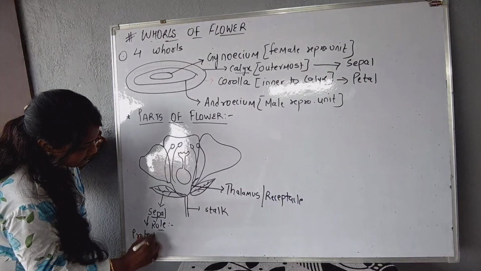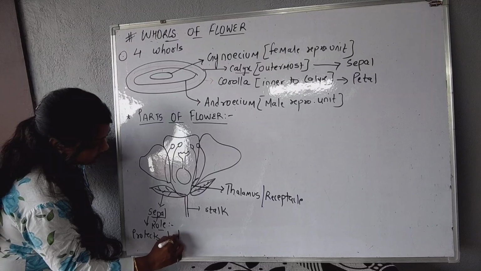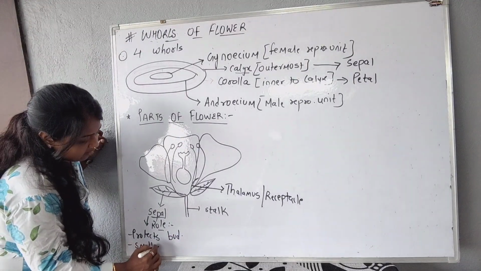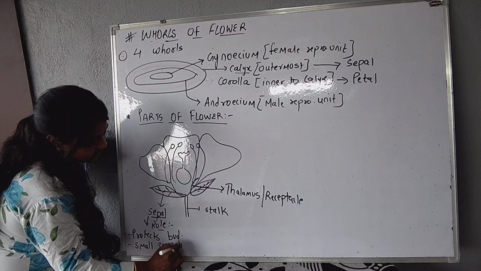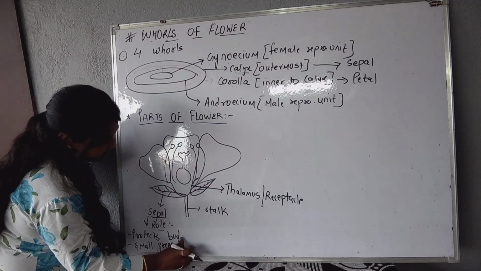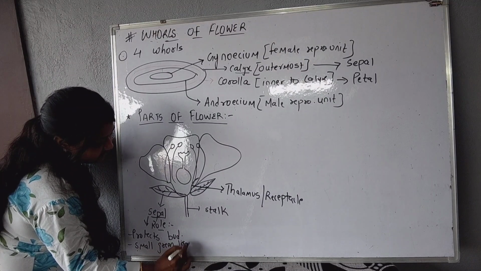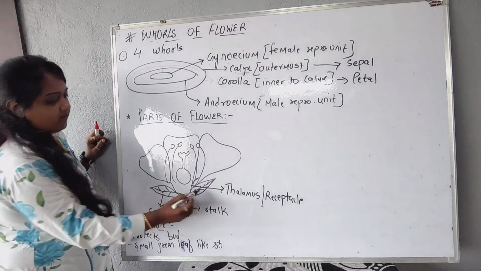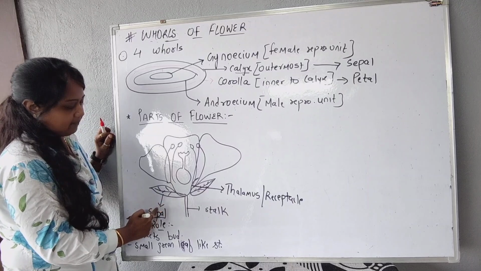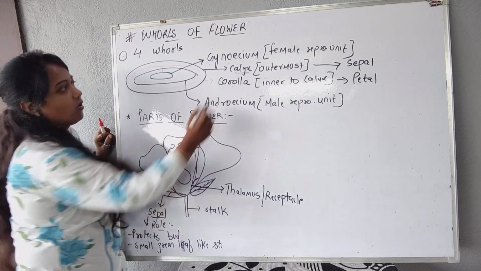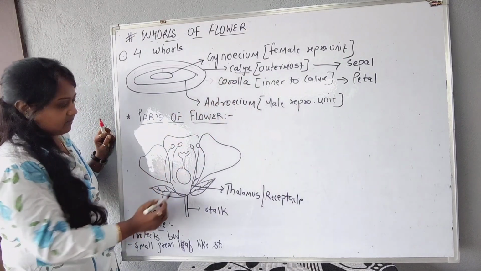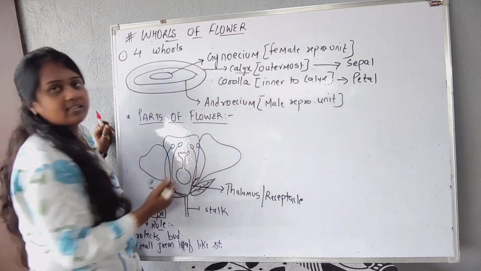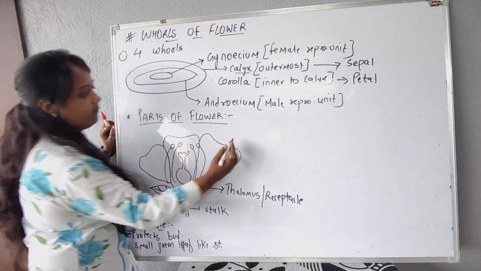Protects bud. How does it appear? It looks like small green leaf-like structures, and here we have drawn the leaf-like structures. These are sepals. The whole whorl of sepals is called calyx, which is outermost. Then inner to calyx, the whorl is called corolla, and the corolla unit or member is called petal. Here these are the petals.